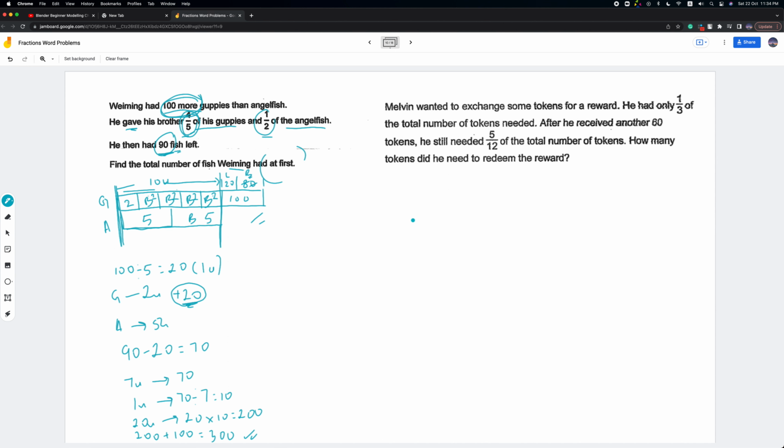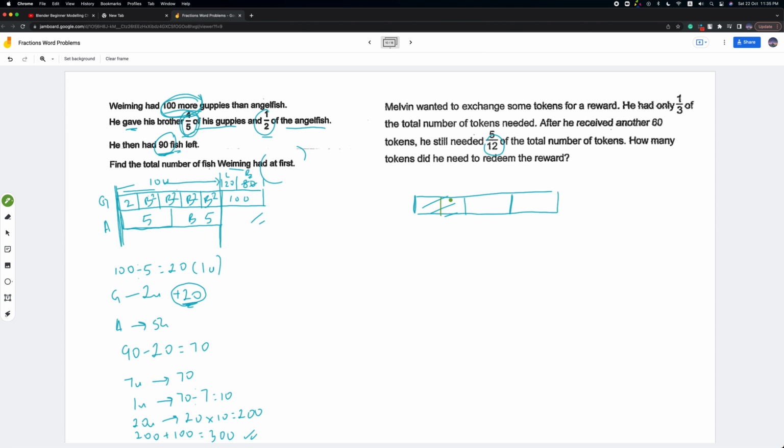What happened here is at first we have 1/3. But I will draw the model just to show you so that you can see the question clearly. So you have 1/3 here. So he only has this part here. Now, he still needs another 5/12 after he receives 60. So this is the clue here, the denominator. He needs another 5 out of 12 units, but we start off with 3 units.